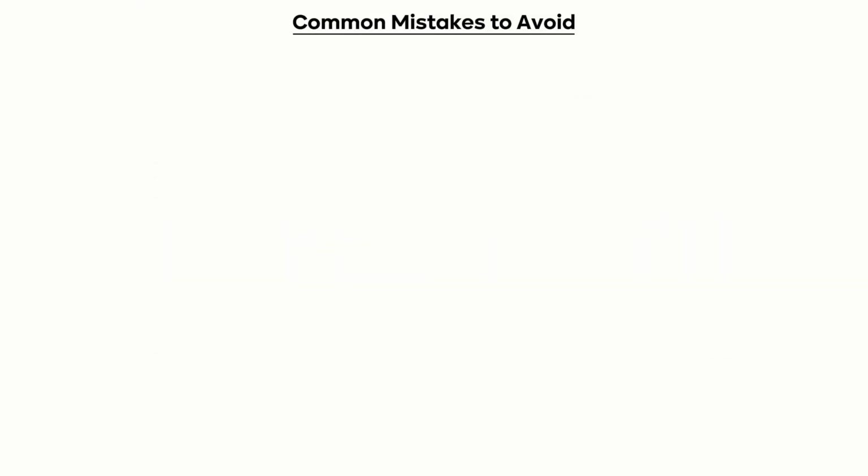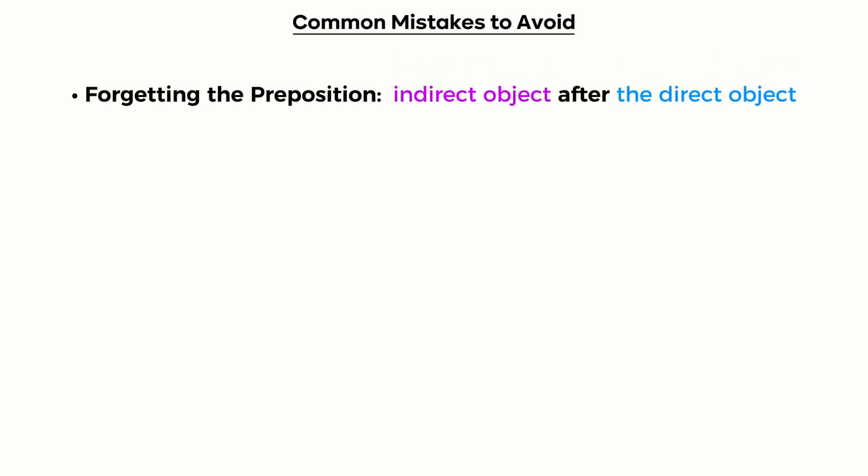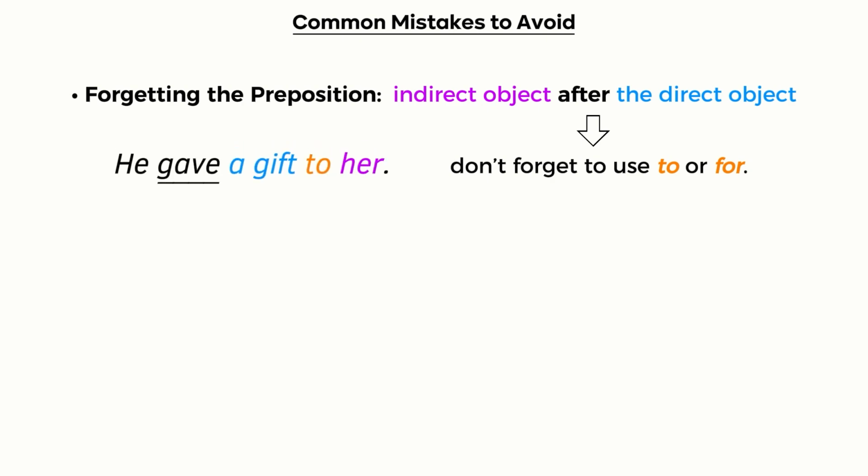Common mistakes to avoid. 1. Forgetting the preposition. When you put the indirect object after the direct object, don't forget to use to or for. He gave a gift to her. Correct.